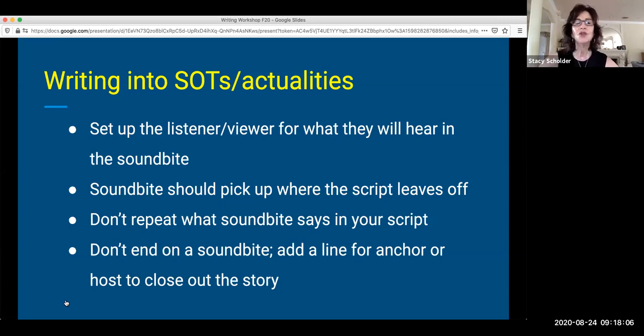All right, and usually for stories, both for radio and TV, we usually don't end on a soundbite. We usually have a line for the anchor or host that follows the soundbite. And here's an example. Here's a soundbite that we have from President Carol Folt.